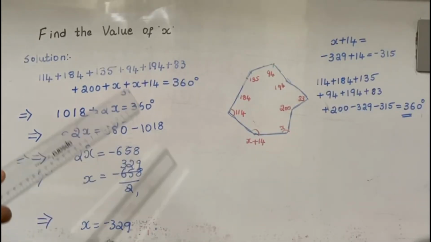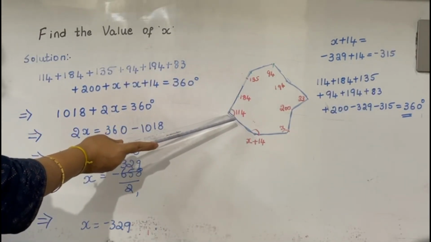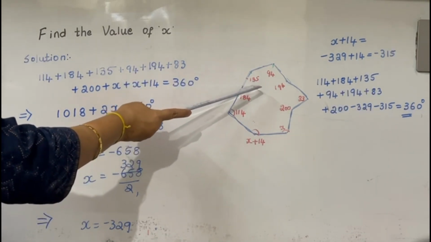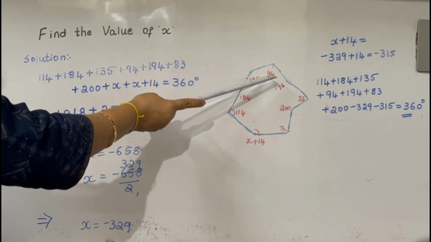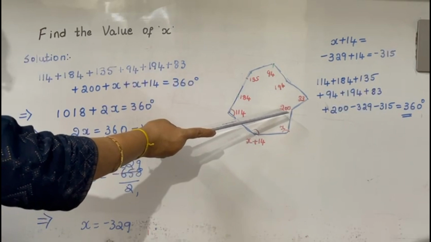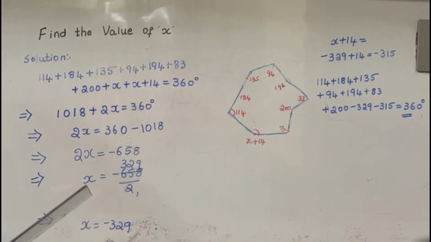So, this is a figure. They have asked you to find the value of x. The angles are 114 degrees, 184 degrees, 135 degrees, 94 degrees, 194 degrees, 83 degrees, 200 degrees, x degrees and x plus 14. You have to find out the value of x.